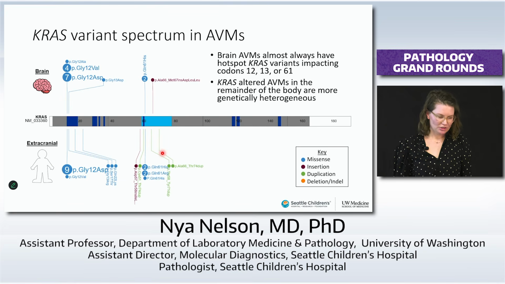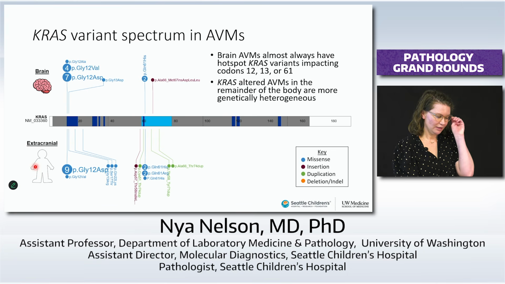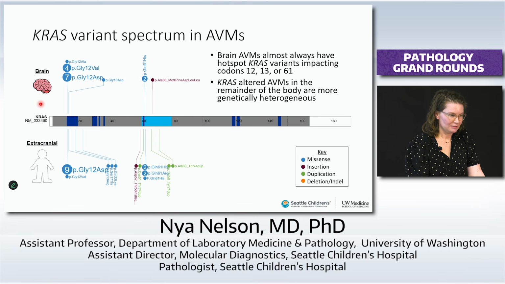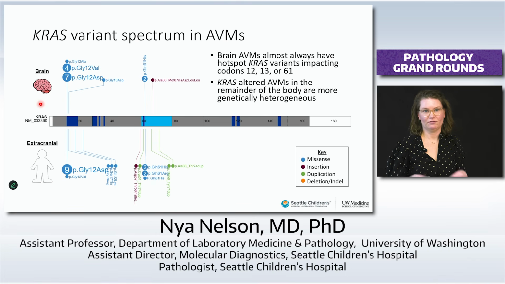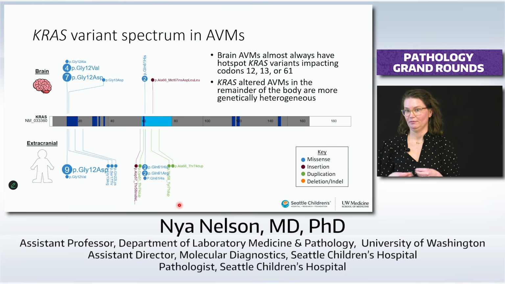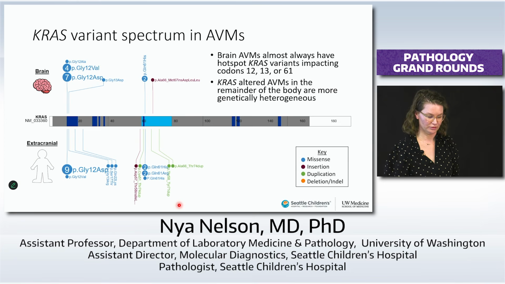Returning to our schematic of the gene, I've now divided it up with variants seen within brain AVMs up top and those seen in extracranial AVMs down below. And what you'll notice is that within brain AVMs specifically, there's a tendency to have those kind of hotspot oncogenic variants that you might think about in cancer, whether it's variants impacting codon 12 or codon 61. In contrast, if you look at the extracranial AVMs, they're more genetically heterogeneous and include several cases that have novel in-frame insertions, duplications, or deletions.